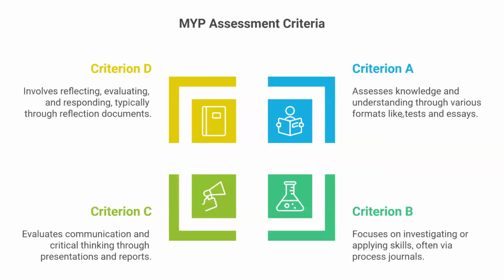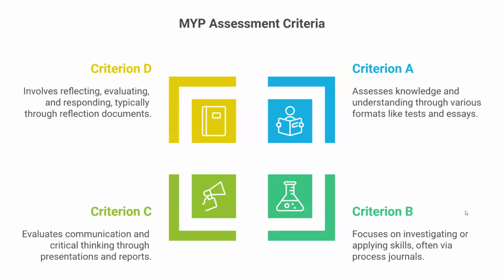Now, in the MYP, assessment is divided into four criteria: criterion A, criterion B, criterion C, and criterion D. Criterion A of all the subjects assesses knowledge and understanding. So how much does the student know about content and concepts? You assess knowledge and understanding, and this can be done through projects or tests or essays. So these are the formats that you can have for criterion A.